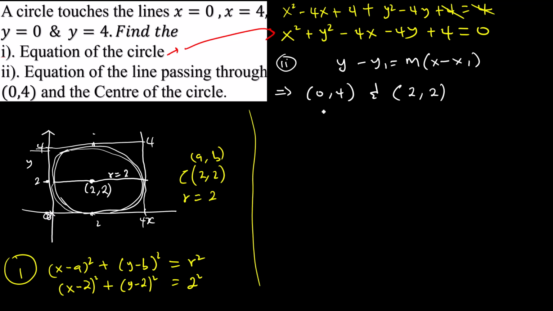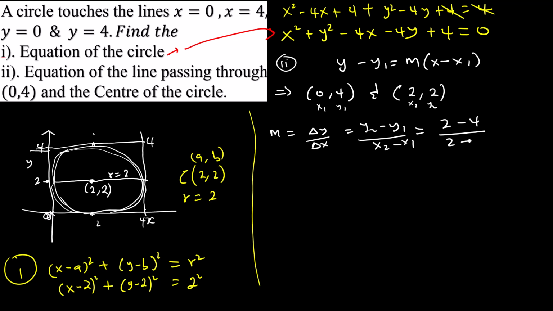So let's find the slope from here. We have (x1, y1) and (x2, y2). My slope is the change in y over the change in x, so y2 minus y1 over x2 minus x1. So we have 2 minus 4 over 2 minus 0. That gives minus 2 over 2, which is minus 1.